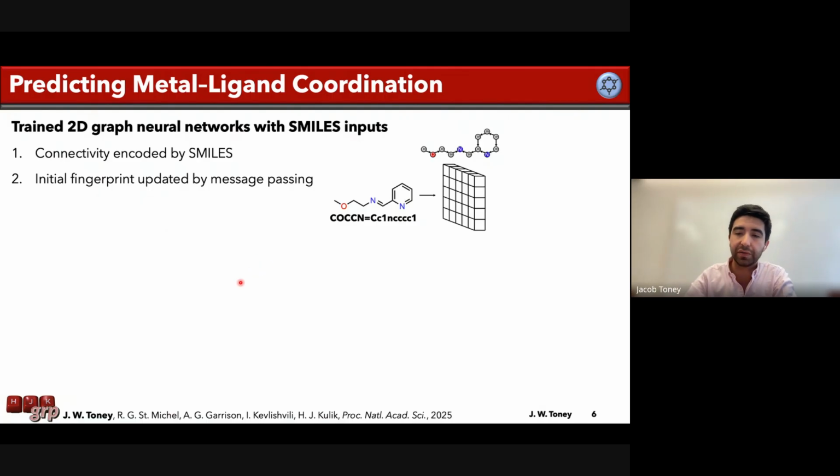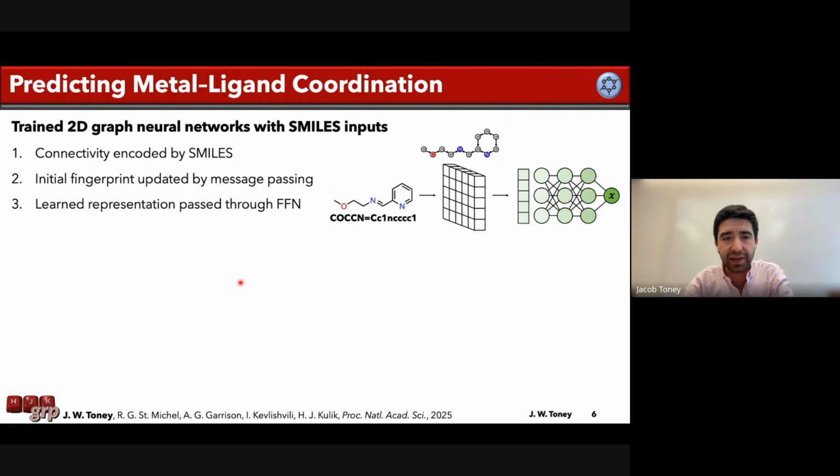We update this iteratively using a directed message passing algorithm, and then end up with a learned representation, which is then passed through a feed-forward neural network. This is all standard stuff for how the majority of modern graph neural networks for chemistry work. Rather than using some fingerprint initial representation that's just passed through a feed-forward network, you use message passing to update and get a learned representation that's more expressive.